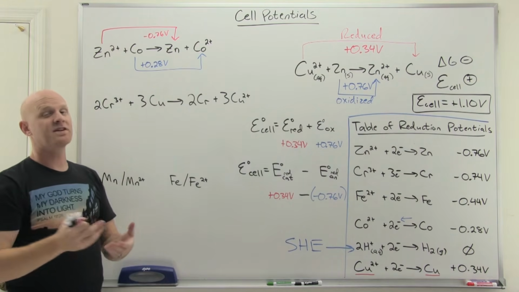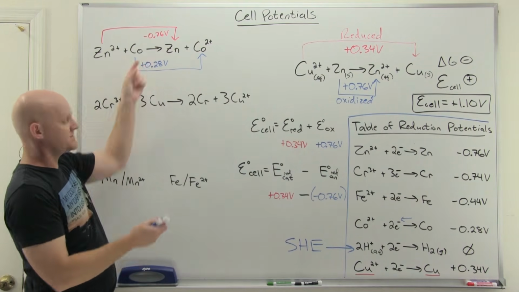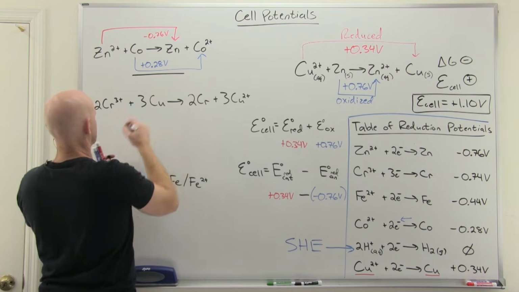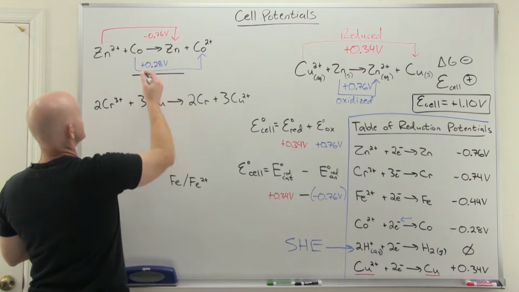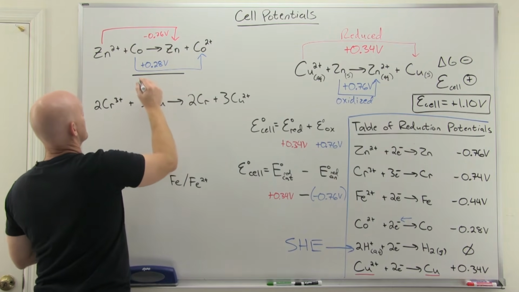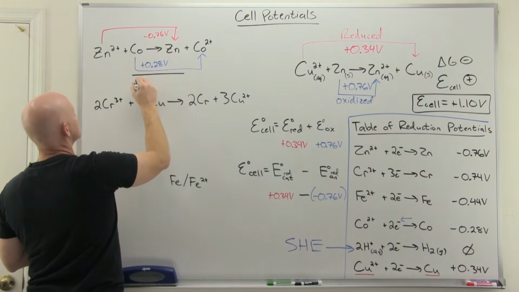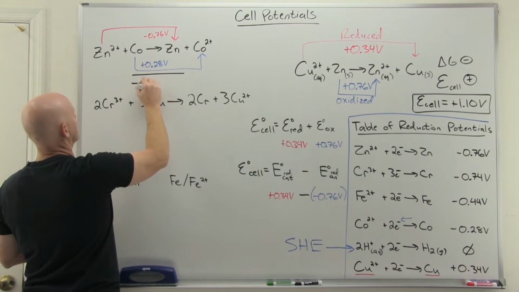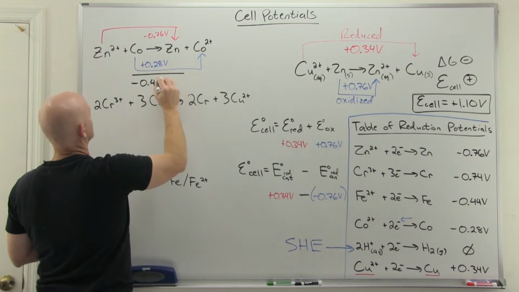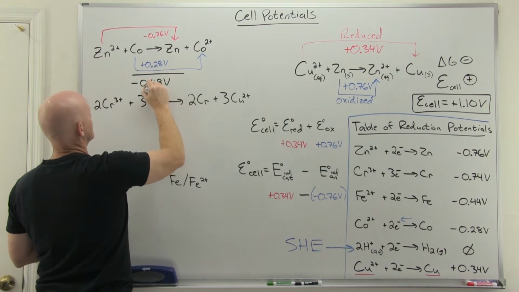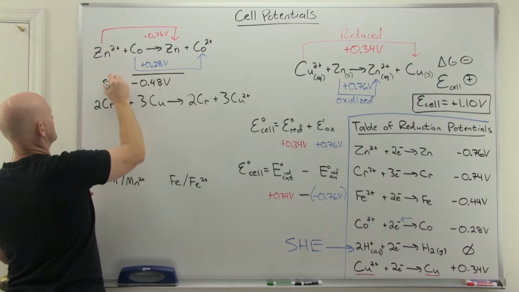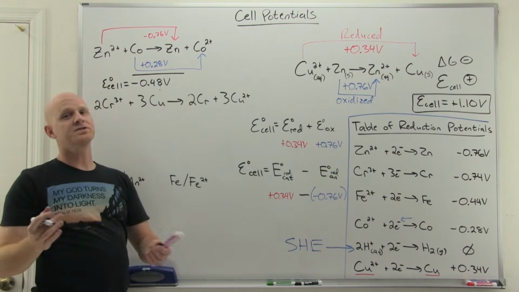Cool. And again, because I changed the sign myself, we're just left to add those together exactly as they are. And so in this case, negative 0.76 and positive 0.28 is going to get us negative 0.48 volts. Cool, and that would be our standard cell potential, the voltage associated with this reaction.